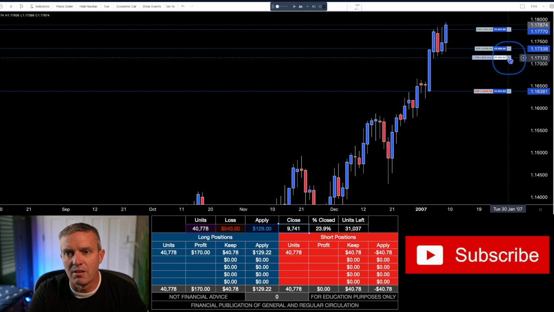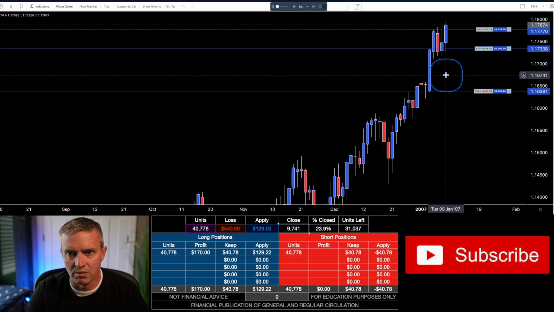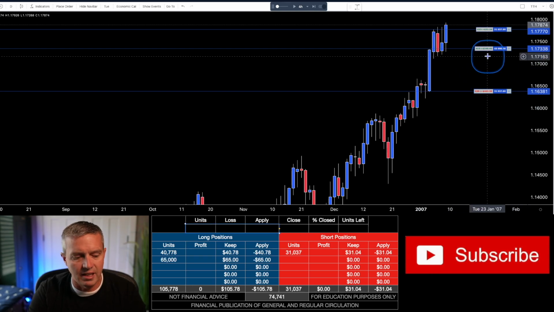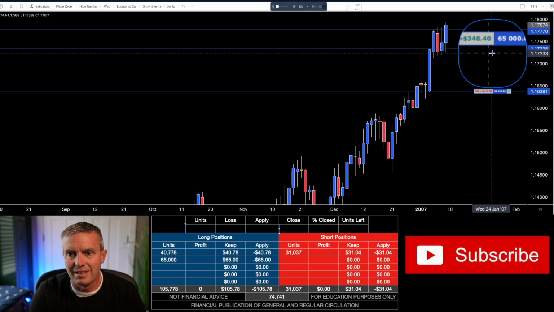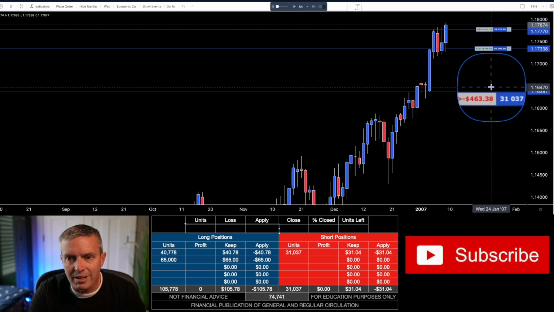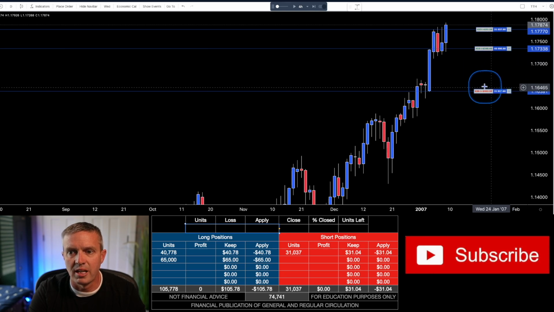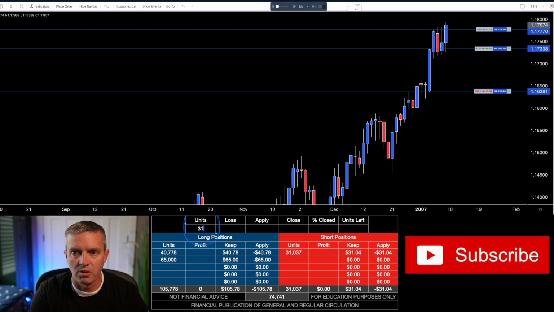So we can get rid of this sell stop order. We don't need it anymore. This 65,000 unit position right here is in the money, and we are going to trim the opposite outside of the money. That's this position right here for 31,037. We're going to put 31,037 for our units to trim.